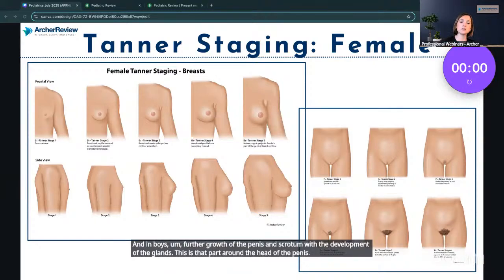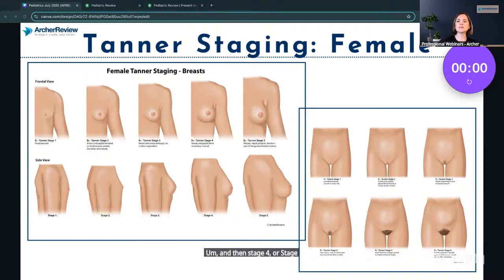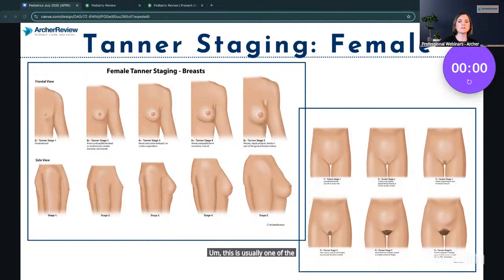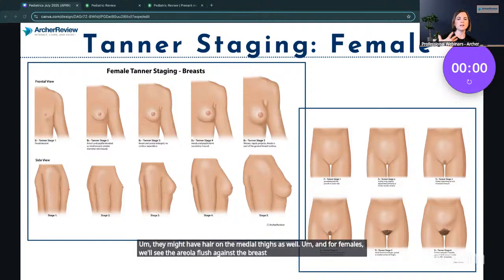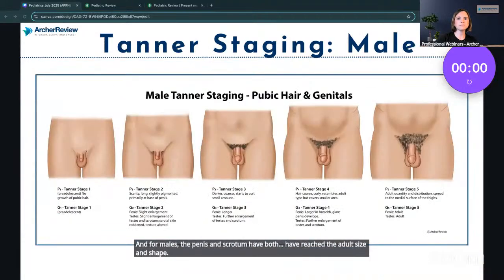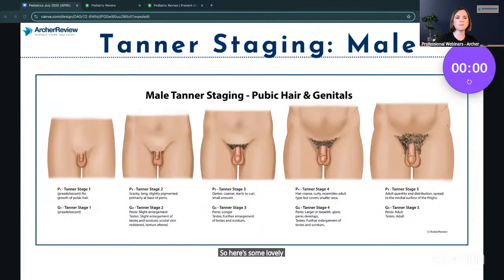And then stage 5 marks sexual maturity. So that's when the pubic hair is adult size and shape. This is usually one of the key clues that they've fully undergone puberty. They might have hair on the medial thighs as well. And for females, we'll see the areola flush against the breast tissue again, the areola hyperpigmentation or that darkening, and then the nipple protrusion. And for males, the penis and scrotum have reached the adult size and shape. So here's some lovely pictures of males Tanner staging as well. But again, just get these in your brain.